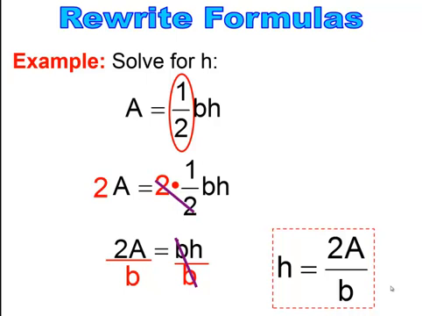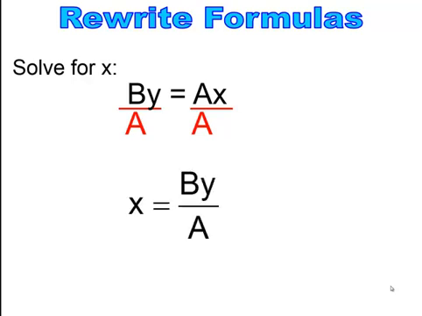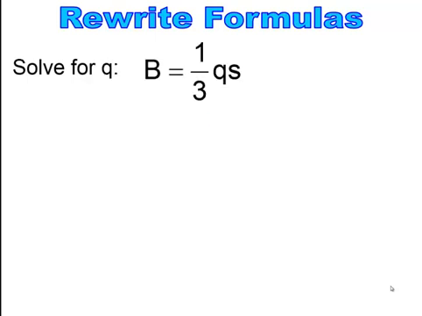Pause and try. In order to solve for x, you need to remove that capital A. So the inverse would be division. You're going to divide both sides by capital A, and you have your new formula for x: capital B, lowercase y, all divided by capital A. Case of letter matters. Pause and try.